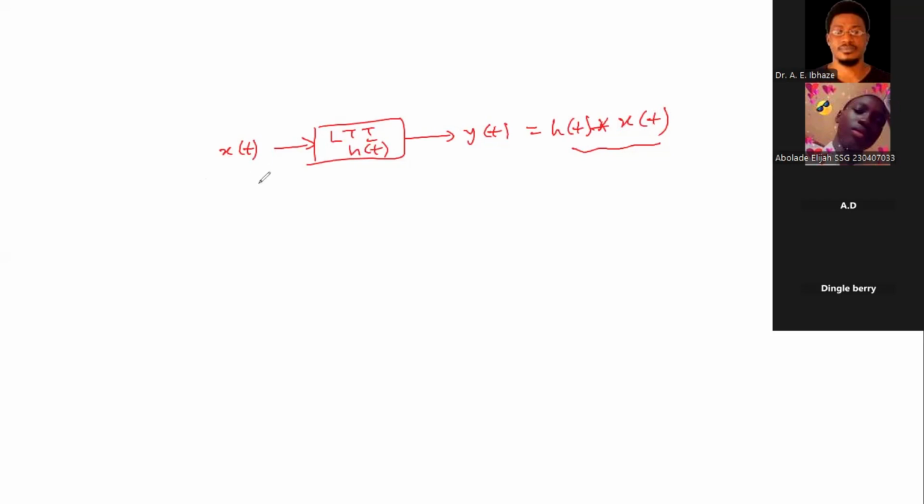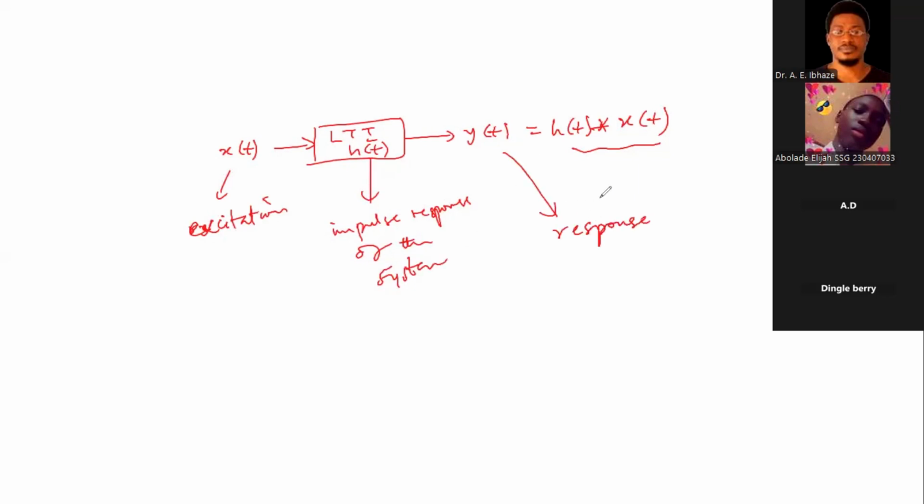So here, this is the applied input, which is the excitation to the system. h(t) is the impulse response of the system, while y(t) is the response of the system.